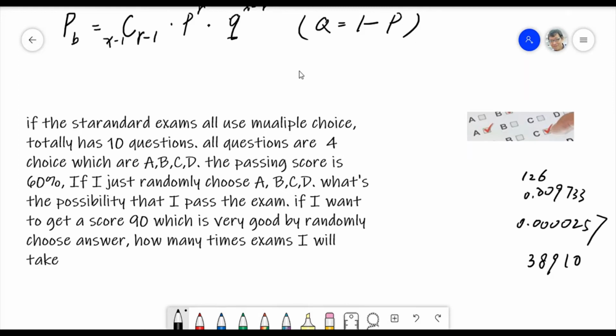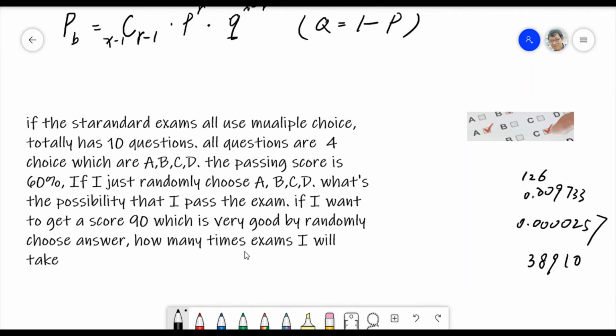Here passing the exam means the score is 60%. So if I don't know any answer and I just randomly choose, what's the possibility I pass the exam? And then I have another question. If I want to get a score of 90, which is very good, just by randomly choosing the answers, you know what I mean? I don't know any answer, I just randomly input A, B, C, D, but the score is 90.